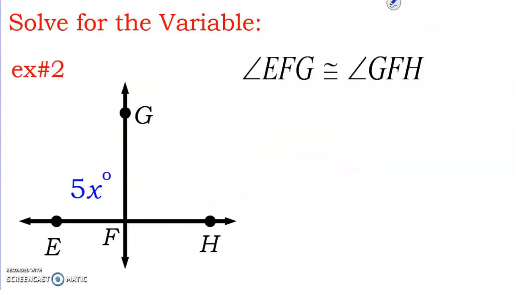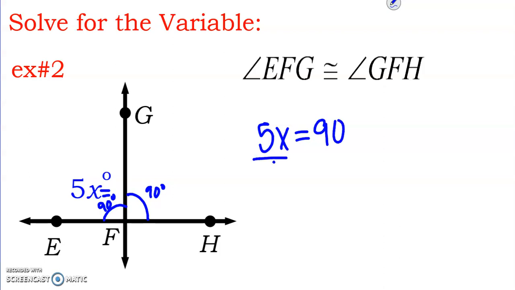All right, they told me that angle EFG is congruent to angle GFH. So this is theorem 3.3. We have congruent adjacent angles. So if they make a straight line and they're the same measure, we know that the only thing that both of these angles can be is 90 and 90. So we know that 5x equals 90. Divide both sides by 5. And we get x equals 18.